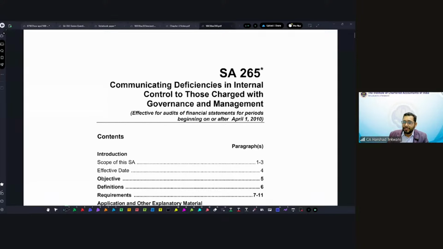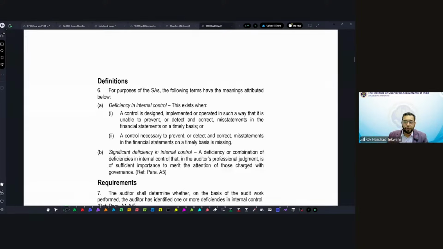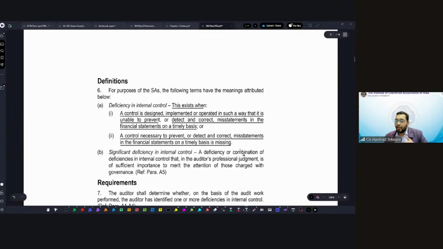Clear? So deficiency, as per the definition in the standard itself, means a deficiency in the internal control exists when a control is designed and implemented or operated in such a way that it is unable to prevent, detect, and correct misstatement on a timely basis, or a control which is necessary to prevent, detect and correct misstatement in the financial statement is missing.